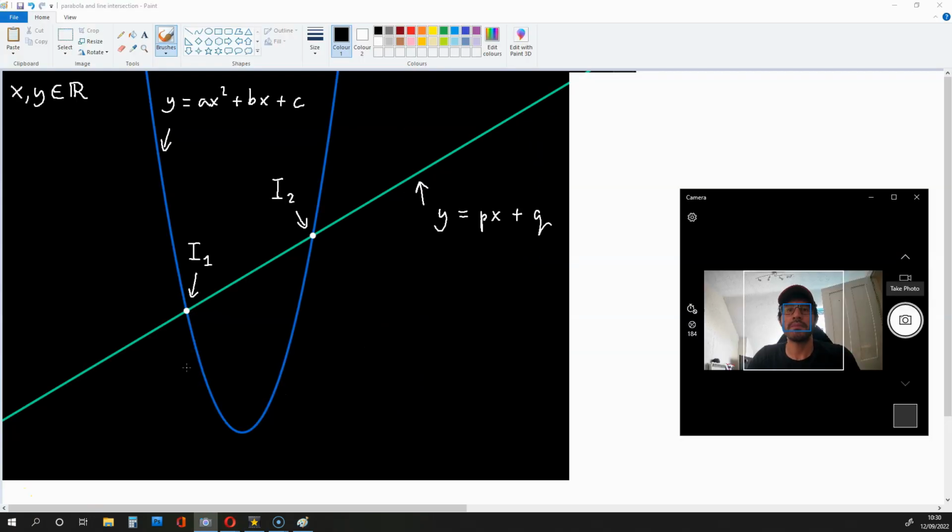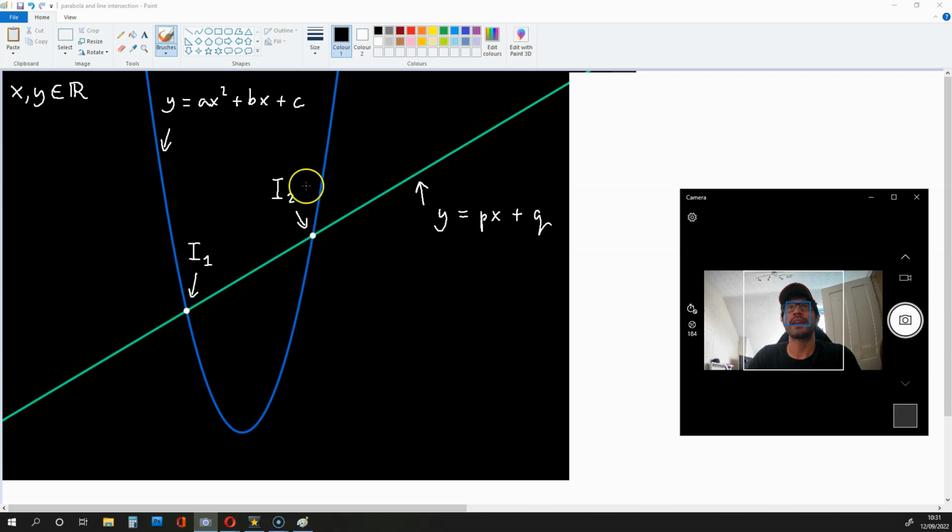So let's begin by looking at our XY graph, and this parabola over here is going to be the equation y equals ax squared plus bx plus c, and this line over here is going to have the equation y equals px plus q. Now what we are looking for is these intersections over here.